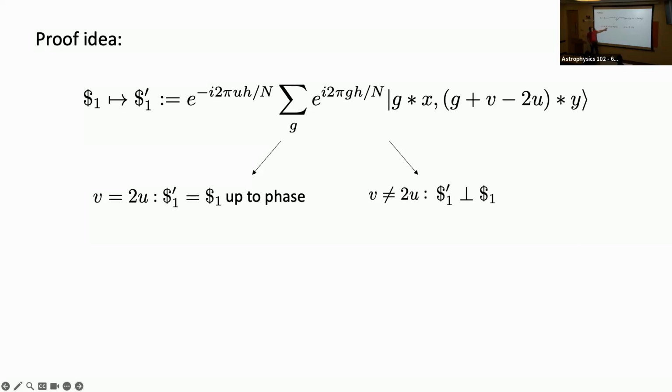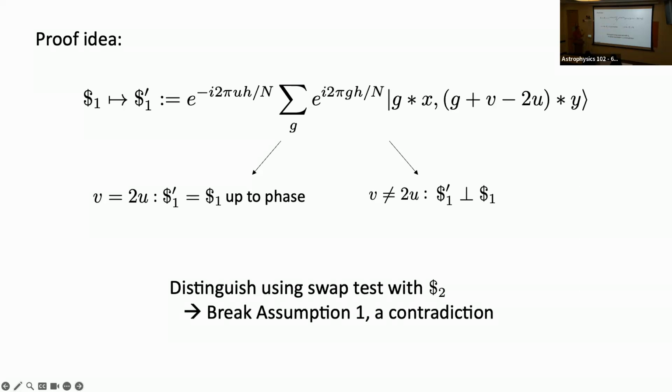I won't go through the math, but this is what happens. If the adversary actually acted by something other than 2u, then the thing that you get through this process is actually orthogonal to the original state. And the thing is, we can test this, right? Because we have a second banknote, $2, that we haven't done anything to.